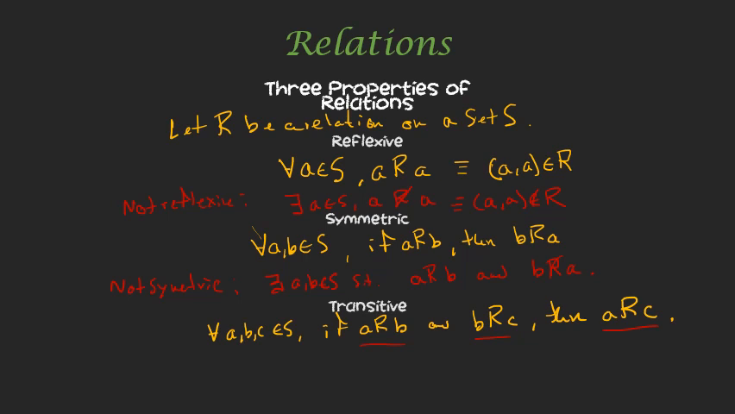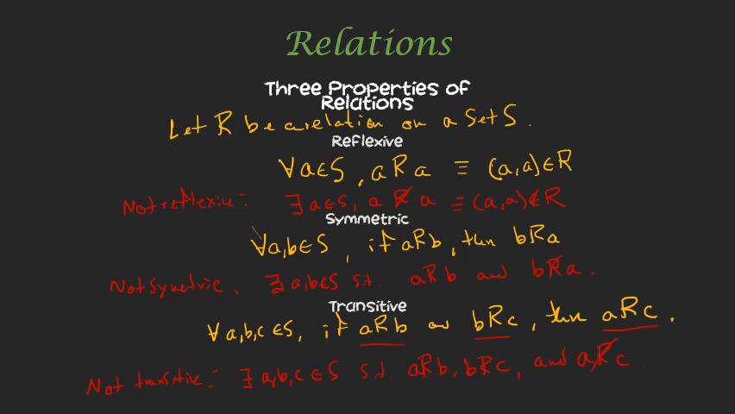And then not transitive, well, this would mean I can find a triple A, B, and C in S such that, again, keep the hypothesis the same: A is related to B, B is related to C, and it does not follow that A is related to C. So A would not be related to C there. So those are the three properties that we're honing in on.